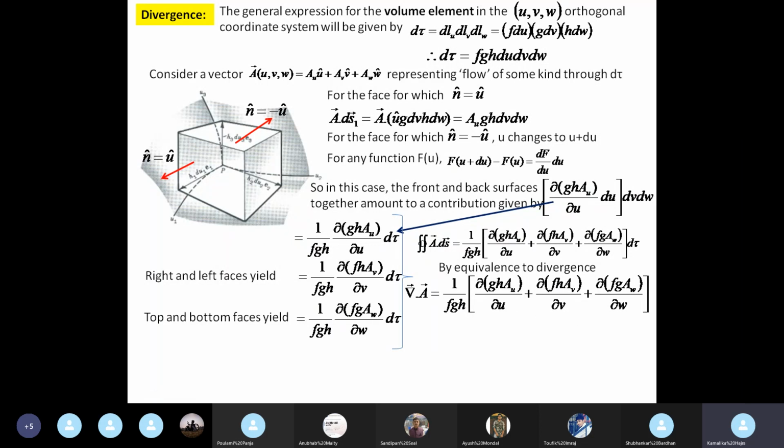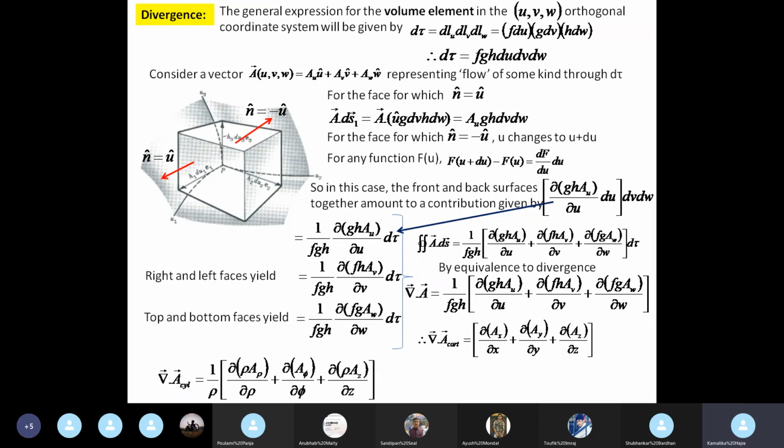So quickly let us see what is the divergence in Cartesian. f equal to g equal to h equal to 1. So we know this, del A_x by del x plus del A_y by del y plus del A_z by del z. And in the cylindrical system, f equal to 1, g equal to rho, h equal to 1. So this is the expression in the cylindrical system. And finally, you take it outside the bracket. This is the divergence: 1 by rho del rho of rho A_rho, plus 1 by rho del A_phi by del phi, plus del A_z by del z.